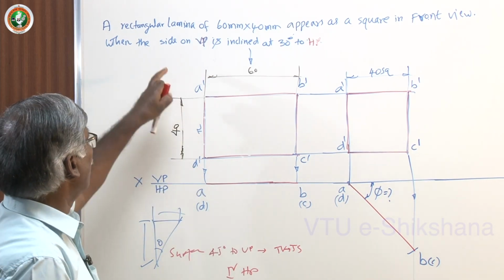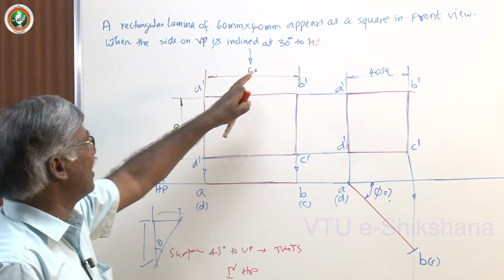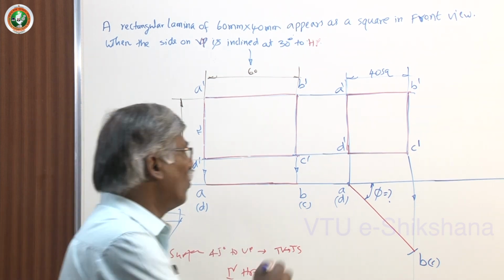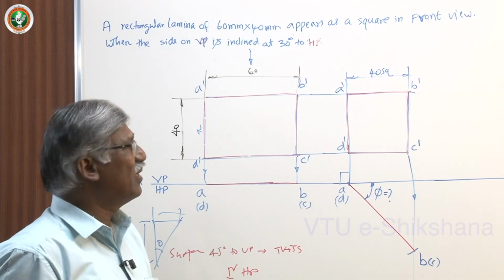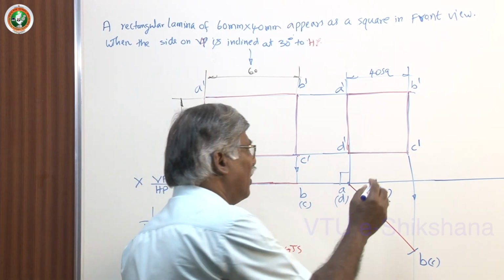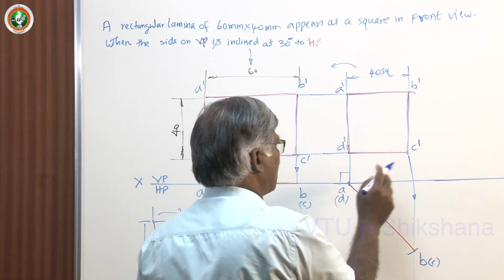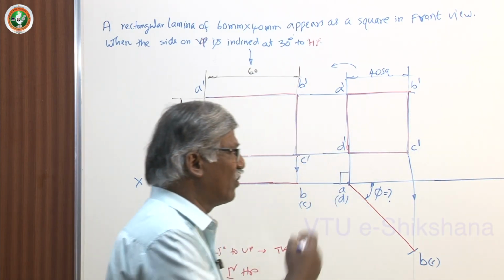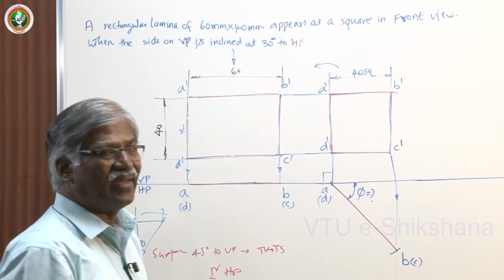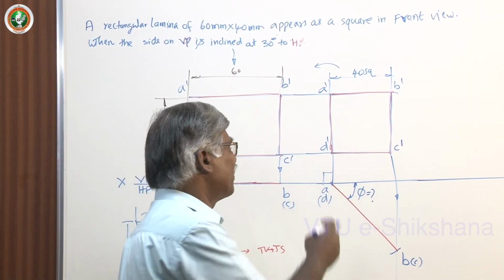Now you have to take up this side on VP, which is inclined at 30 degrees to HP, as given. Now the side on VP is perpendicular, and we have to make it 30 degrees. Let me rotate in this direction so that AD becomes the line nearer to the XY line, so that you can easily draw the remaining figure with respect to AD.